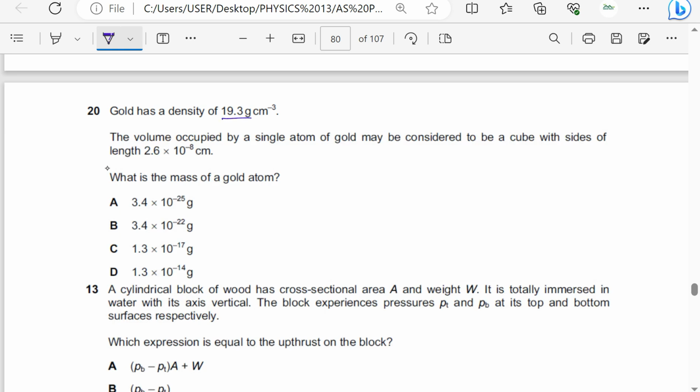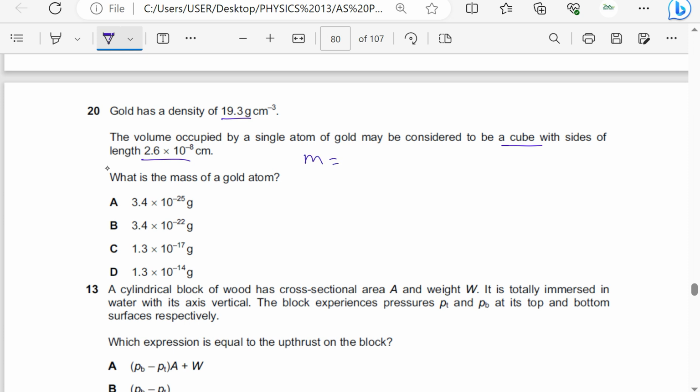Gold has density 19.3 grams per centimeter cubed. The volume occupied by a single atom of gold may be considered to be a cube with sides 2.6 times 10 power minus 8 centimeters. What is the mass of a gold atom?